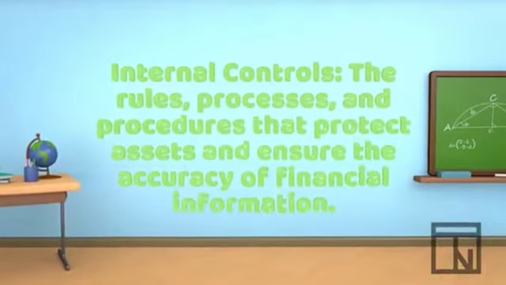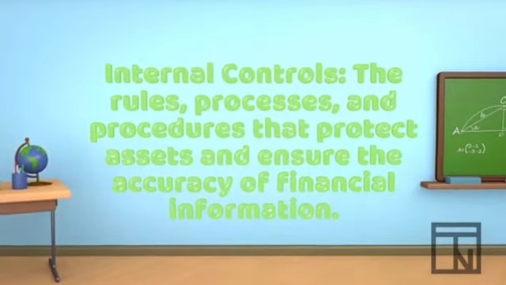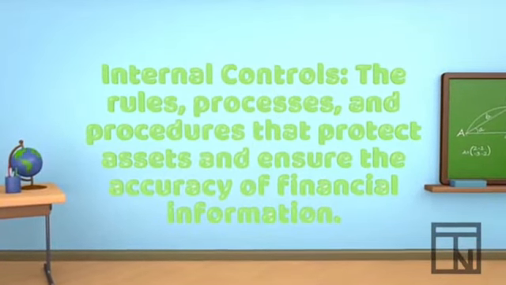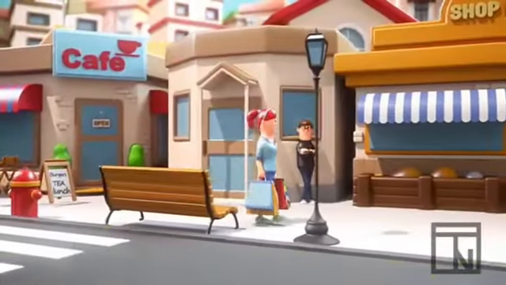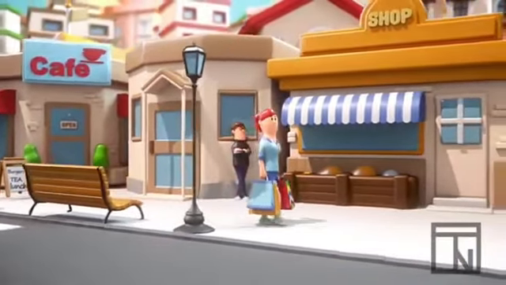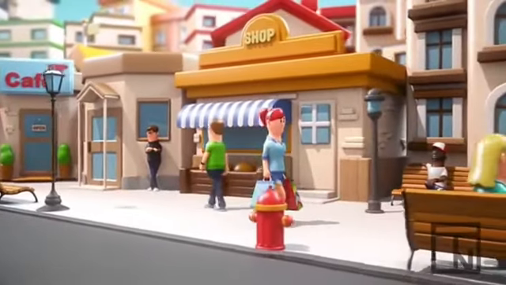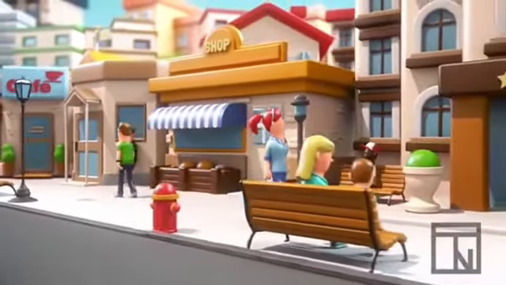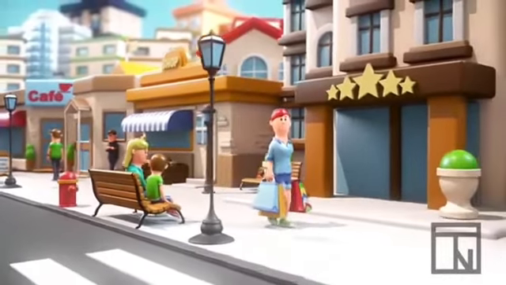Internal controls. Internal controls are the rules, processes, and procedures that a business creates to protect its assets and ensure the accuracy of its financial information. There are many different kinds of internal controls depending on the area of the business you are working in. Let's look at the purchasing process, for example. When a company makes purchases, they want to protect their cash and ensure that their employees are not making personal or otherwise unnecessary purchases using the company funds.